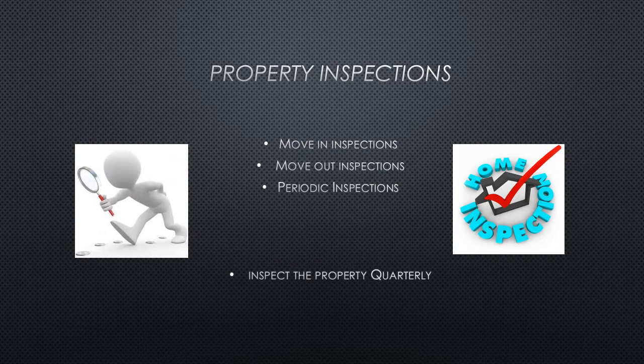We do periodic property inspections on a quarterly basis. The inspection will consist of: 1. Overall condition of the premises, 2. Verification that the tenant contact information and employment status hasn't changed, 3. Verification that there are no additional people living in the house that are not on the lease, and 4. Verification that there are no unauthorized pets.